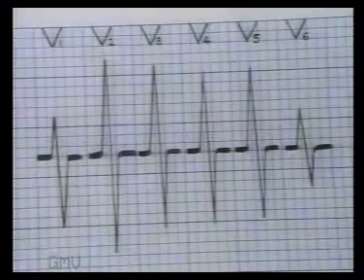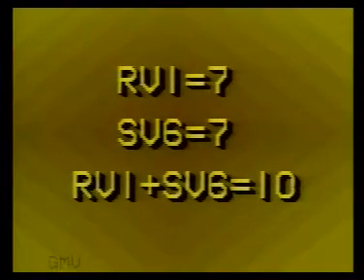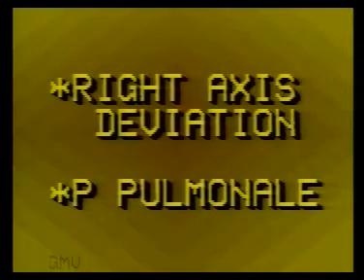must be suspected. The criteria for diagnosis of right ventricular hypertrophy are R wave in V1 more than 7 millimeters or S wave in V5 or V6 more than 7 millimeters or addition of both more than 10 millimeters. Right ventricular hypertrophy may or may not be associated with right axis deviation, and often there will be P pulmonale of right atrial hypertrophy.